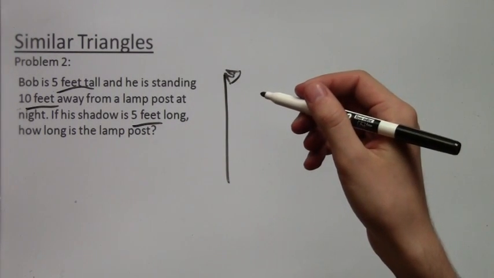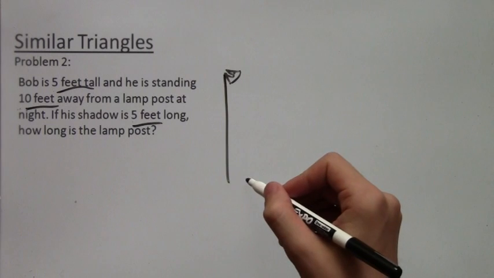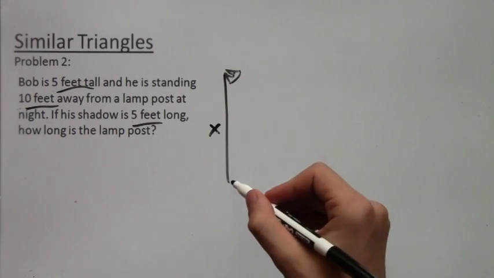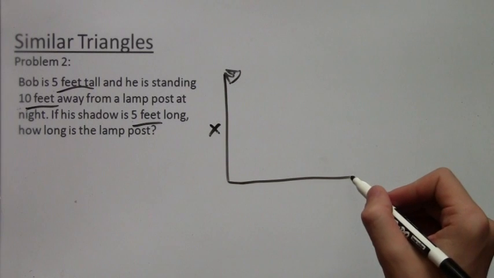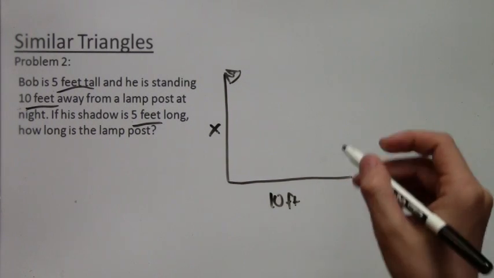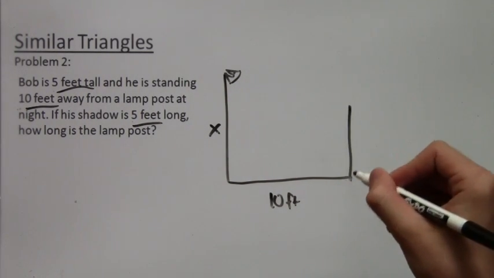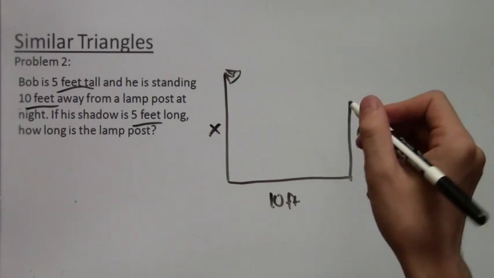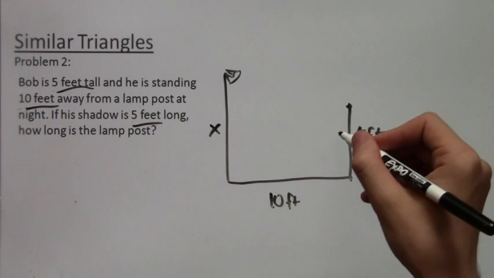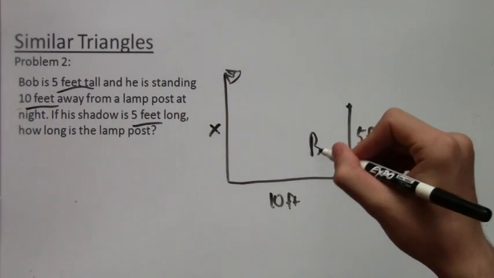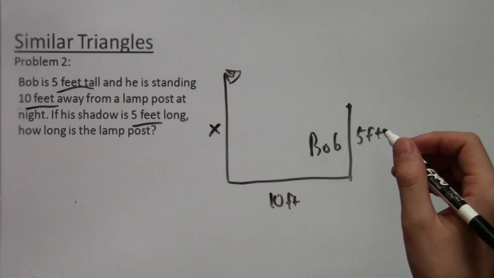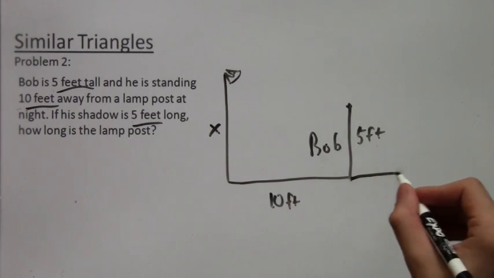And 10 feet away, since I don't know the height of the lamp post, I don't really know what 10 feet looks like. So the drawing might be wrong a little bit, but it's close enough for us to be able to figure out the answer. So there's 10 feet, he's 5 feet tall, that's Bob right there, that stick. The line segment replaces Bob. And then his shadow is 5 feet long.